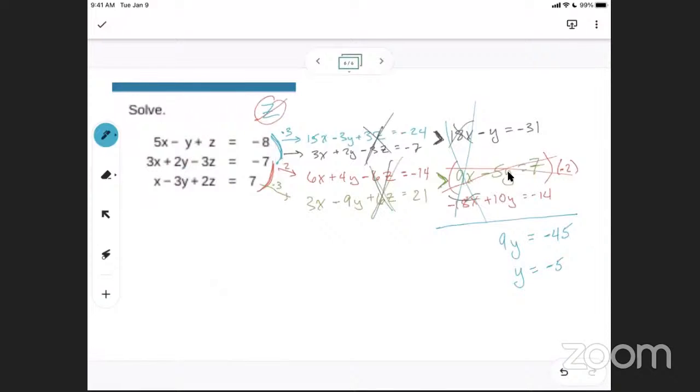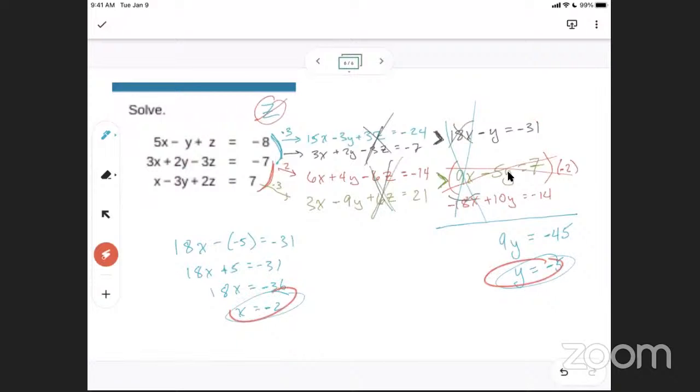All right. Now I have the y. How do I go back and find the z and the x? Plug that in. Either one. Doesn't matter. I'll plug it into the top one. I'm trying to find x. 18x minus y, which is negative 5, equals negative 31. So 18x plus 5 equals negative 31. So 18x equals negative 36. Oh, I love it when it works out. x equals negative 2. And how do I find z now?